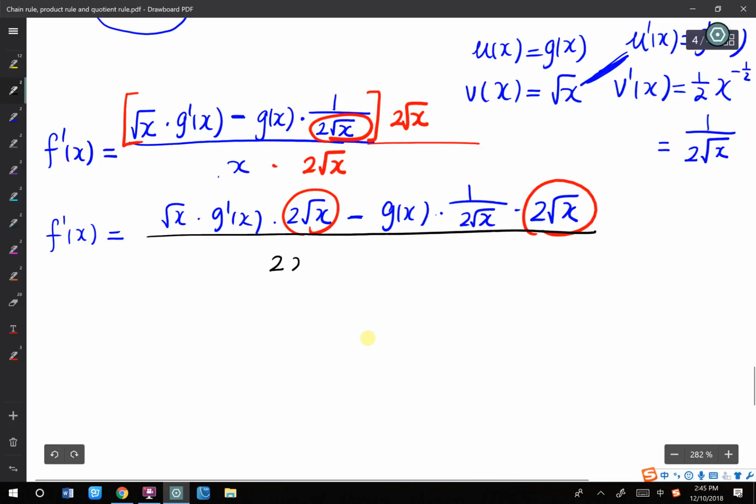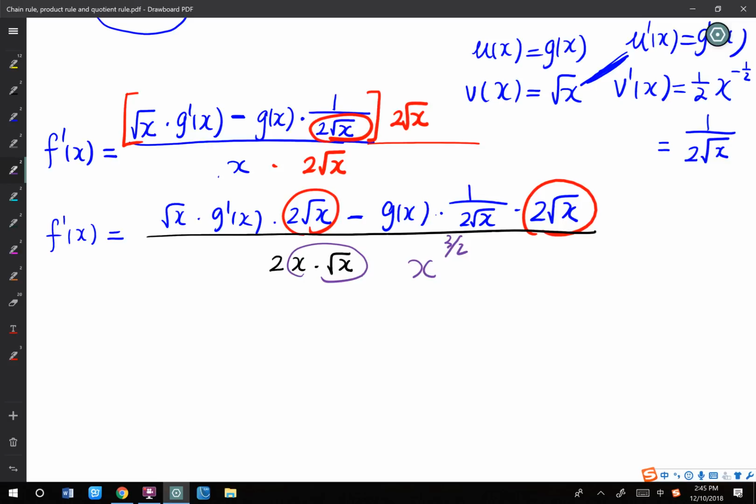That's 2x times root x. Okay, just keep it like that. I can combine it. If I combine that, that's x to the power of 3 over 2. But I can't evaluate it, so to do the evaluation, I will just keep it like that. If you want the answer, you will put it into x to the power of 3 over 2 form. Yes?